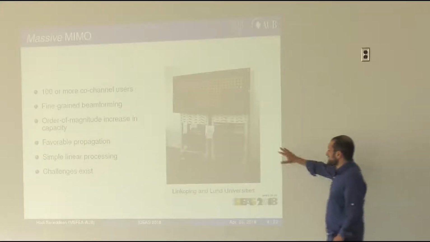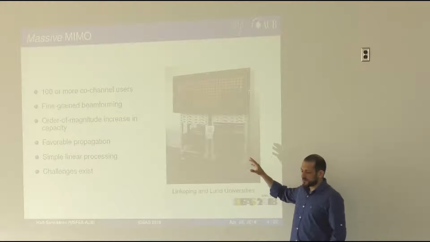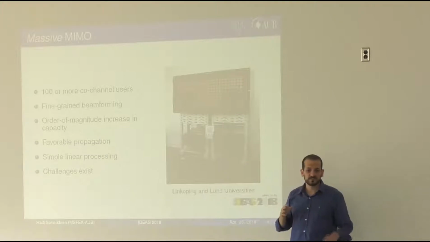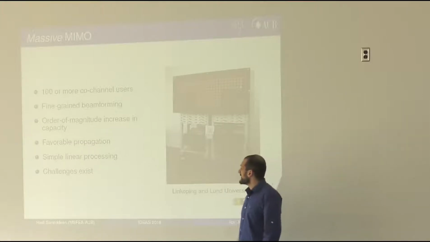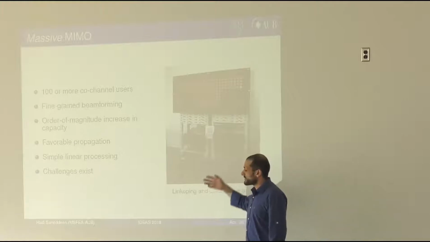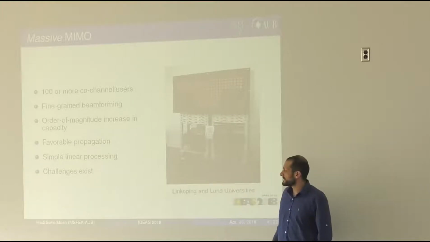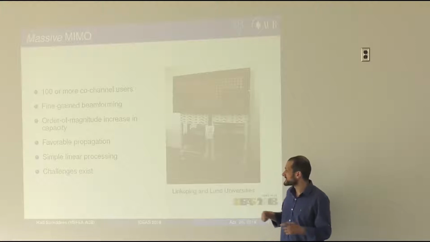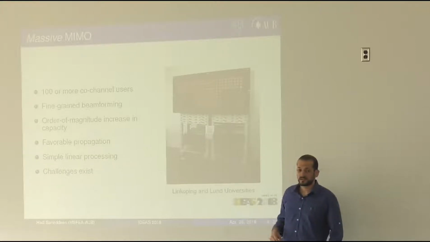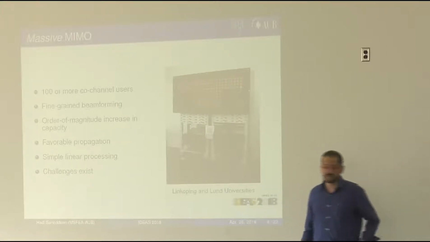So here you can see a test bed for massive MIMO. Now with massive MIMO, we usually have hundreds or more antennas, but only at the base station or transmitter side. At the receiver side, we usually end up with a simple user with one antenna or two antennas. Massive MIMO allows fine-grained beamforming and an order of magnitude increase in capacity. A very interesting thing is that it allows something called channel hardening. So even with massive dimensions, we can still achieve near optimal performance with simple linear processing.